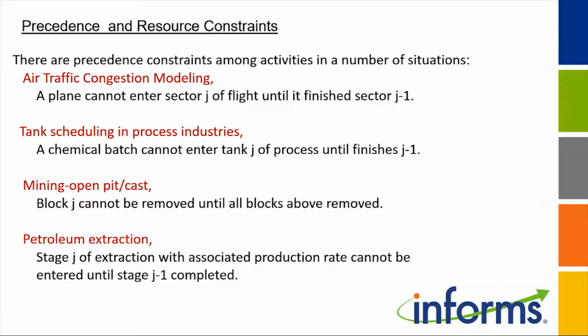And then, of course, you have a processing time for each sector also. And there may be additional decision variables relating to which path we take. In scheduling in a process industry, you may have constraints that a chemical batch cannot enter tank J unless it finishes processing in tank J minus 1. In mining, which has been a big application for multi-period scheduling, if it's open pit mining, you can't remove a certain block unless you've removed all the blocks above it. And we'll talk about petroleum also, where there are similarly precedence constraints.